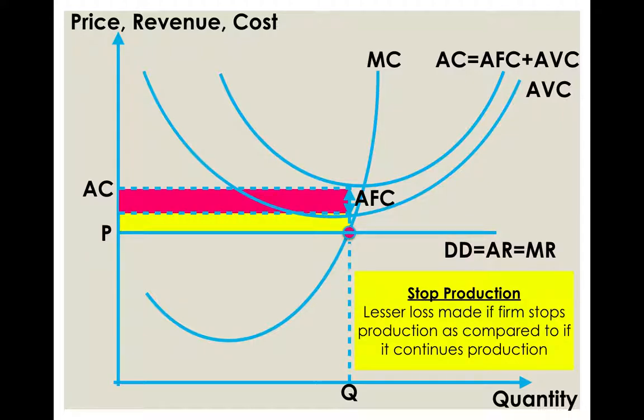No, it should not. Because when the firm stops production, it only incurs the fixed cost, which is given by the pink area. And this pink area, the loss that is incurred if it stops production, is much smaller as compared to the loss that is made if the firm continues production. So we can see that in this case, at the quantity Q, the price that is charged is actually lower than the average variable cost incurred at quantity Q. The shutdown condition is satisfied, and that is why the firm has decided to shut down.